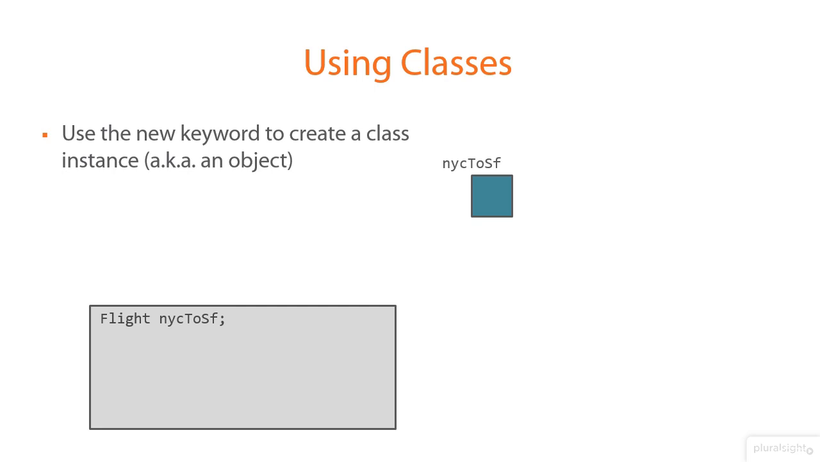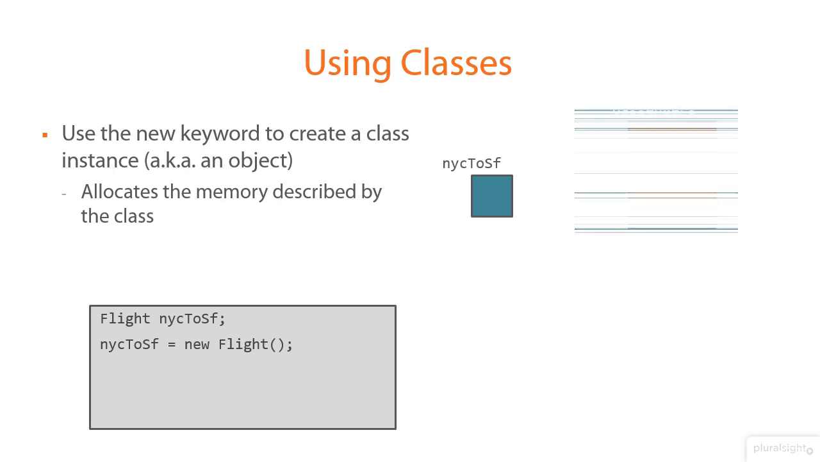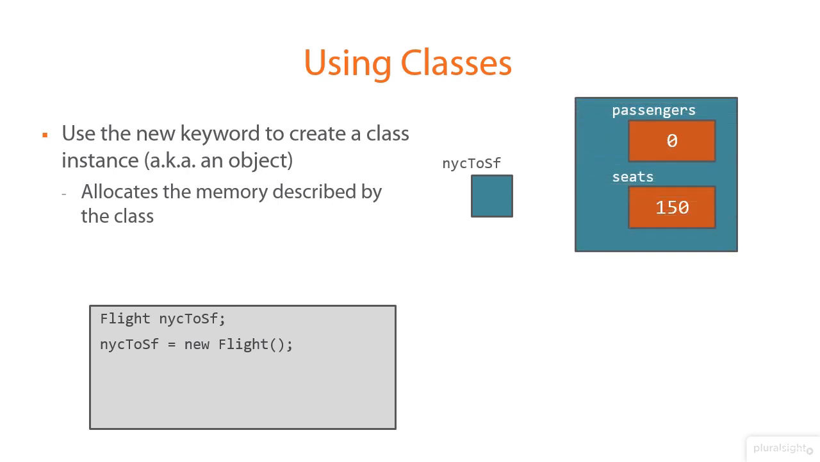So we've got our variable nycToSf. We assign that the value of new Flight. What that then does is the call to new Flight allocates the memory associated with that class and then returns back a reference to it. So what that means is that the variable nycToSf is not the object itself, but a reference to the object. Right now, each instance that we create will be separate from one another.